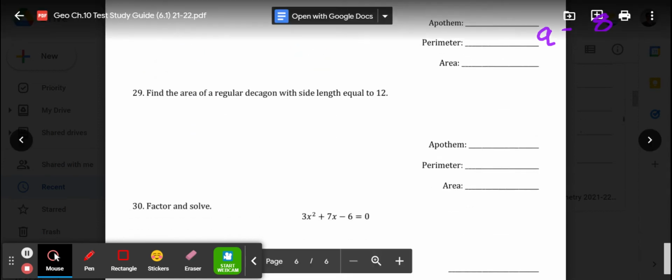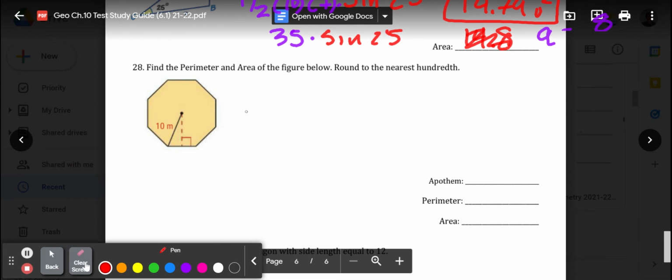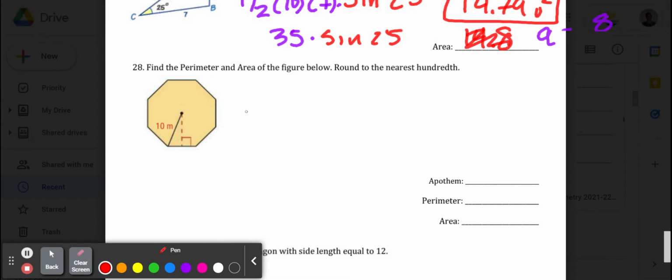All right, 28, 29, and 30. Yeah, 3 more. All right, here we go. So this is an octagon. The first thing we want to find is our central angle, which is 360 divided by 8. That's going to give me 45. And then that's half of it, so that's 22.5. So it breaks it in half.